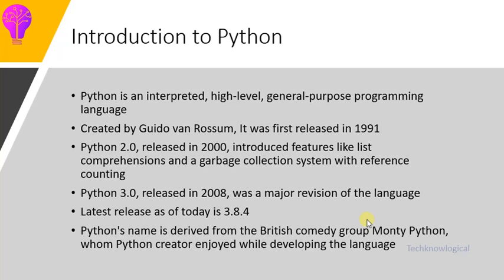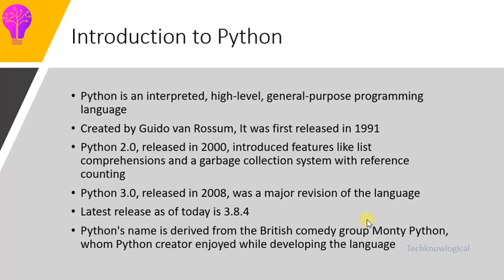It was created by a Dutch programmer, Guido van Rossum, and it was conceived in late 1980s as a successor to the programming language called ABC language, and then it was first released in year 1991. Python 2.0 was released in year 2000, and it was released with some features like list comprehensions and garbage collection system with the reference counting. So I hope we all know what is garbage collection, and for list comprehension we'll see later.